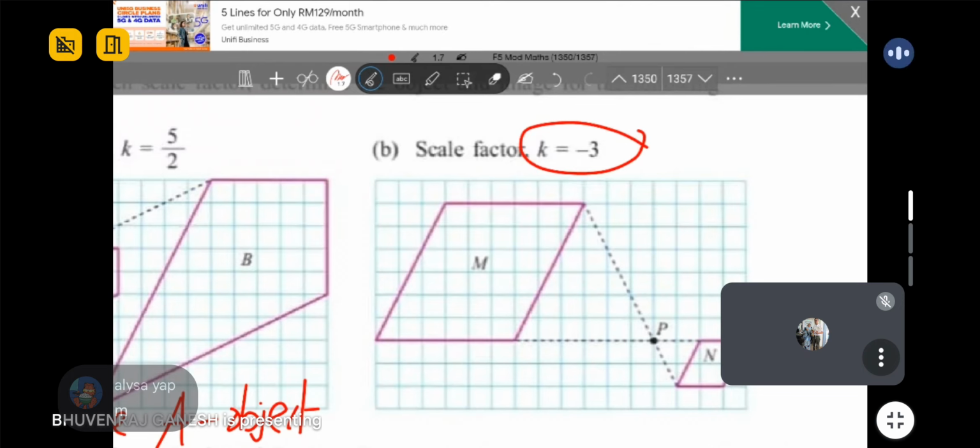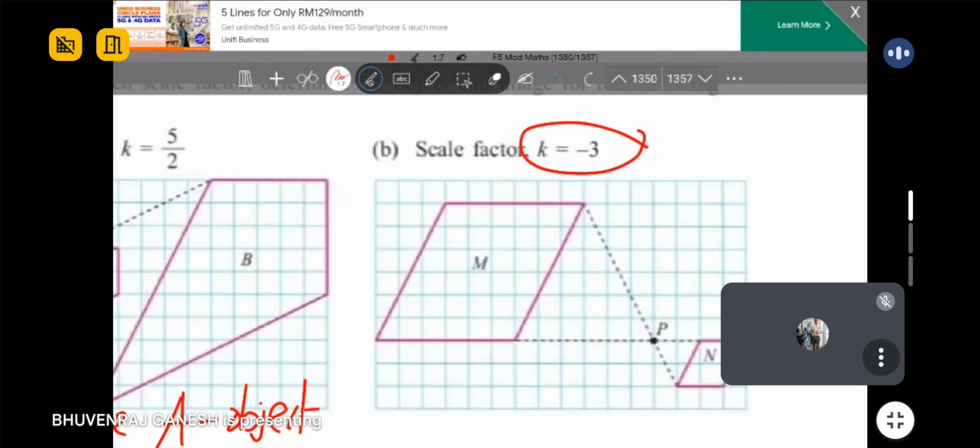Okay, yeah. M will be... I asked object lah. I asked object, not image. Maybe you never hear clearly. It's okay, it's okay. Still you get the point. Okay, yes. N will be the object.